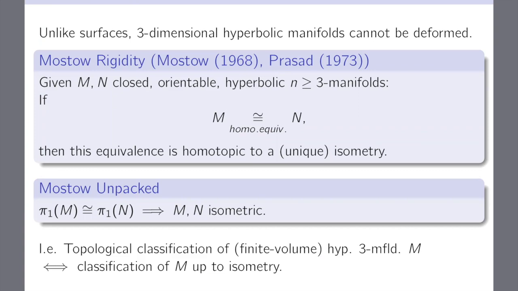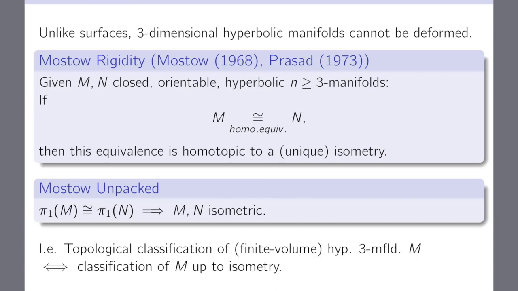One of them: it's given that we have two closed orientable hyperbolic 3-manifolds. If they're homotopy equivalent, then the equivalence is actually homotopic to an isometry. In terms of what we've talked about today, we can explain this by saying that if two manifolds are homotopy equivalent, they have the same fundamental group, and that means that the two manifolds are isometric.